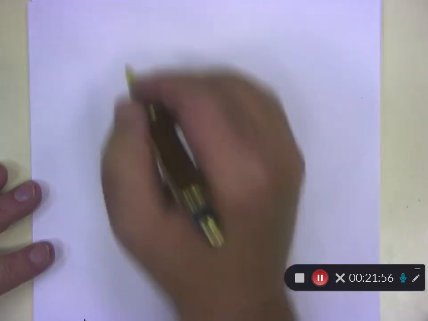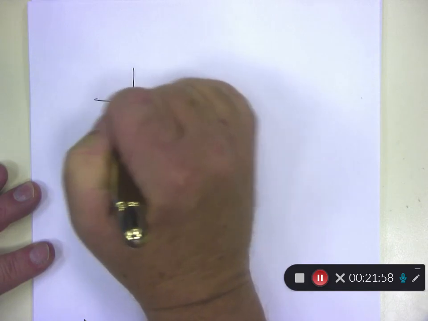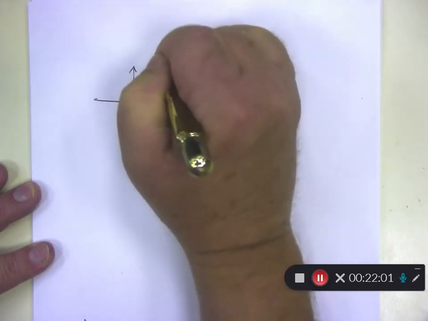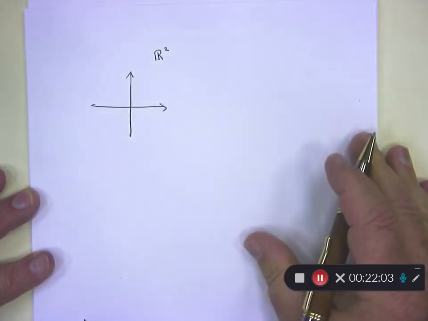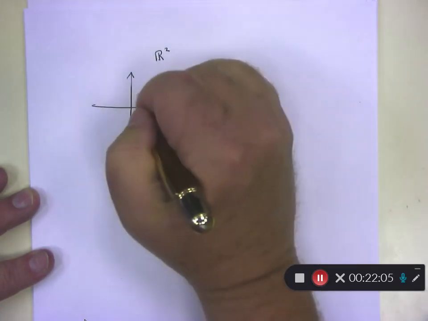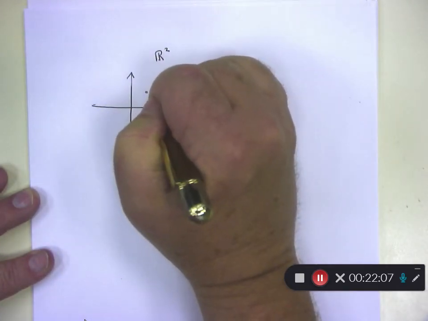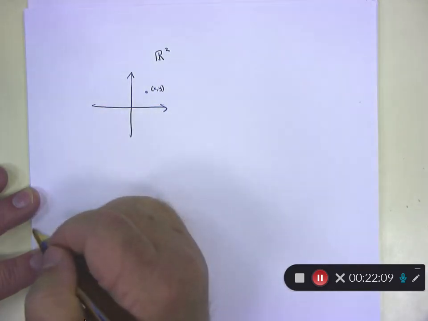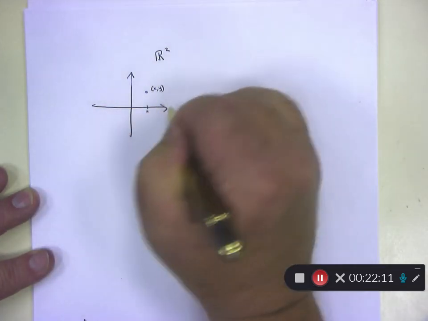All right, so let's talk about, for example, this is R2, okay? We've got ourselves a point right here. This is the point, we'll just call them arbitrary x, y. I went over x on the x-axis.